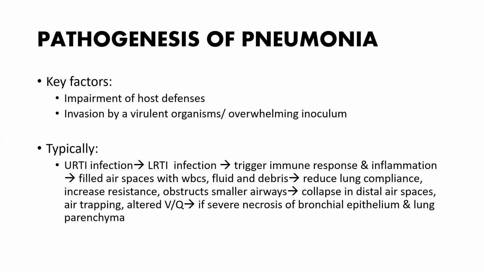Typically, it will start with an upper respiratory tract infection, which will progress to affect the lower respiratory tract. Then it triggers an immune response and inflammatory process, which leads to the air spaces being filled up with white blood cells, fluid, and debris, which subsequently reduces the compliance of the lungs, increases resistance, and obstructs the smaller airways. This will lead to collapse in the distal air spaces, leading to air trapping and altered ventilation perfusion. So there'll be a mismatch in the V/Q, and that will also lead to symptoms such as hypoxemia, which we'll also look at. And if severe, you can have necrosis of the epithelium and also the lung parenchyma.